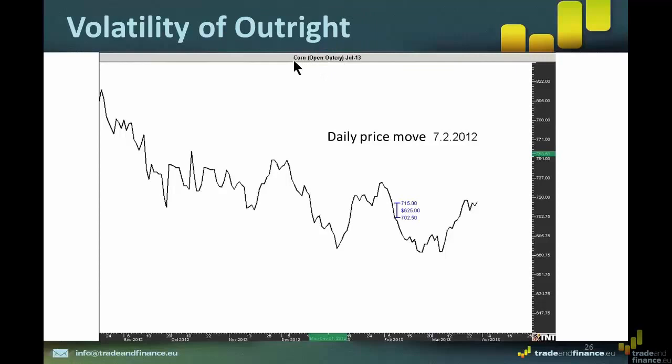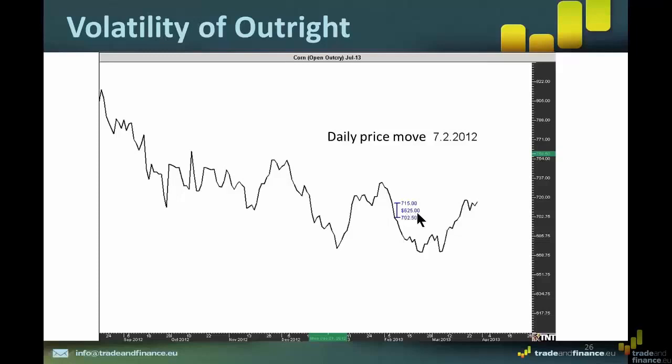On this chart, this is the example of corn. And if we were trading corn, just corn, not combined with anything else, then here we can see what the price move was within one particular trading day. It was the 7th of February 2012, and here is the opening price and the closing price. And during that day, the difference between the opening and closing values is $625.